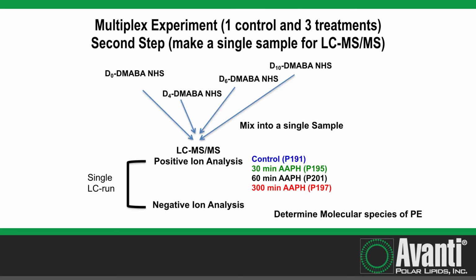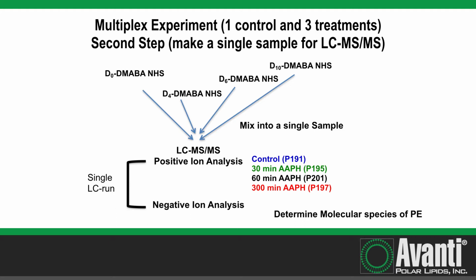Now we take all of those derivatized samples and mix them together, making one sample out of it. Now we perform a single LC-MS run, either running positive ion as one run and negative ion as another run, or with newer machines we can run positive and negative in the same experiment. Actually, in this experiment, I misspoke. We have these labeled a little bit differently. The control is the 191, that's D0. This is D4, 30 minutes. 60 minutes is the D10, and D6 is 300 minutes. So that's the color code you're going to see.